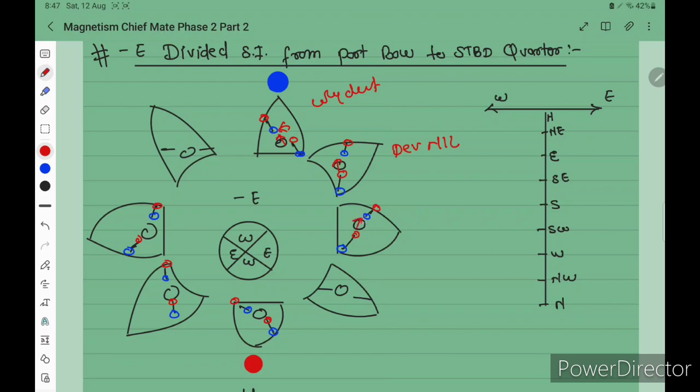Here it will attract to here, so easterly deviation. Here deviation nil. Westerly deviation. Deviation nil because it is in line. Easterly deviation. No deviation.